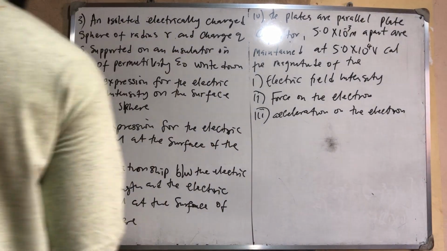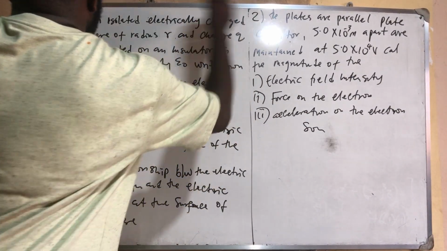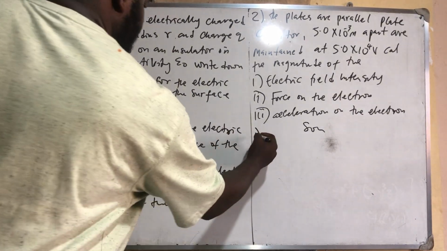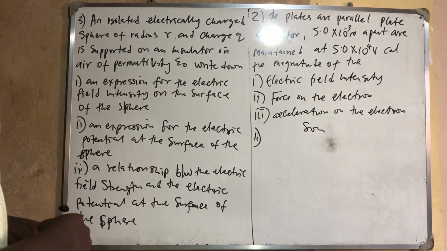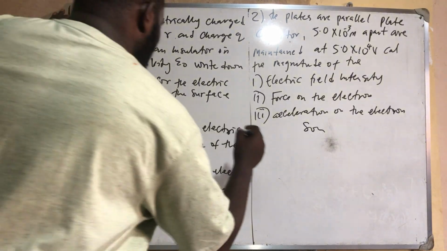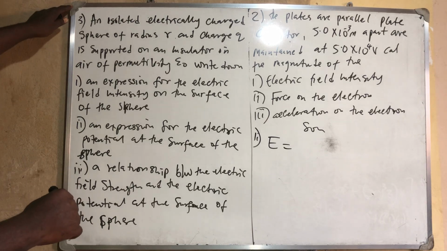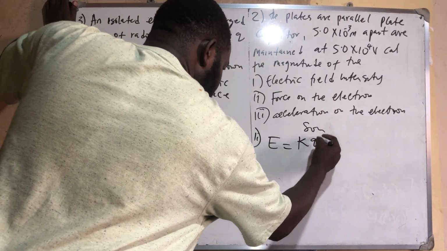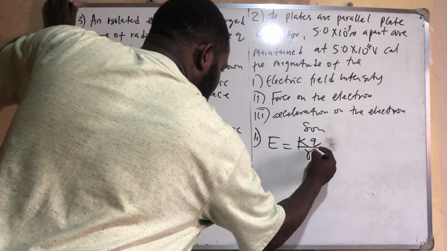So let's start from here. The first question solution. This is question number 2. This is question number 1. From question number 1 I, it said that we should get the expression for the electric field intensity. And I know my formula. Electric field intensity is KQ over R squared.